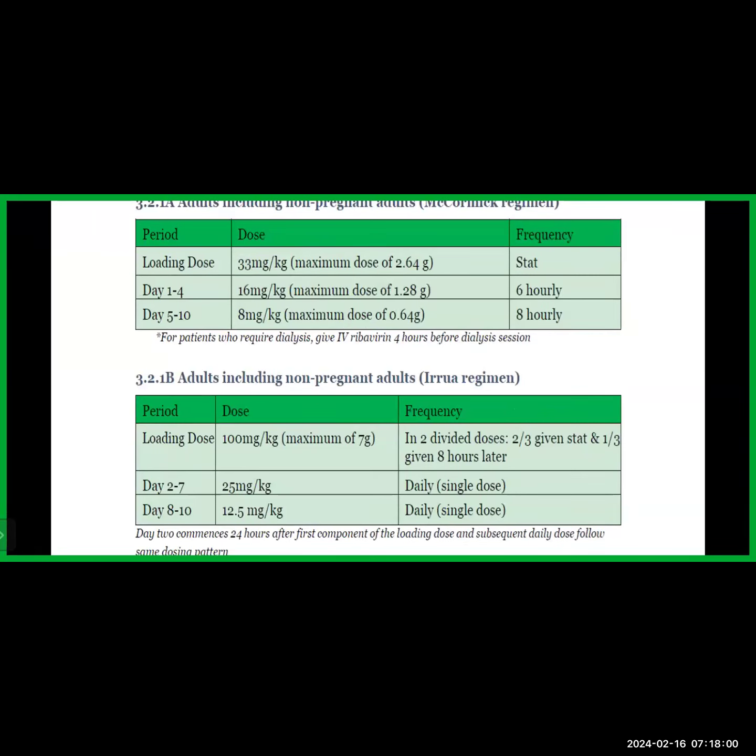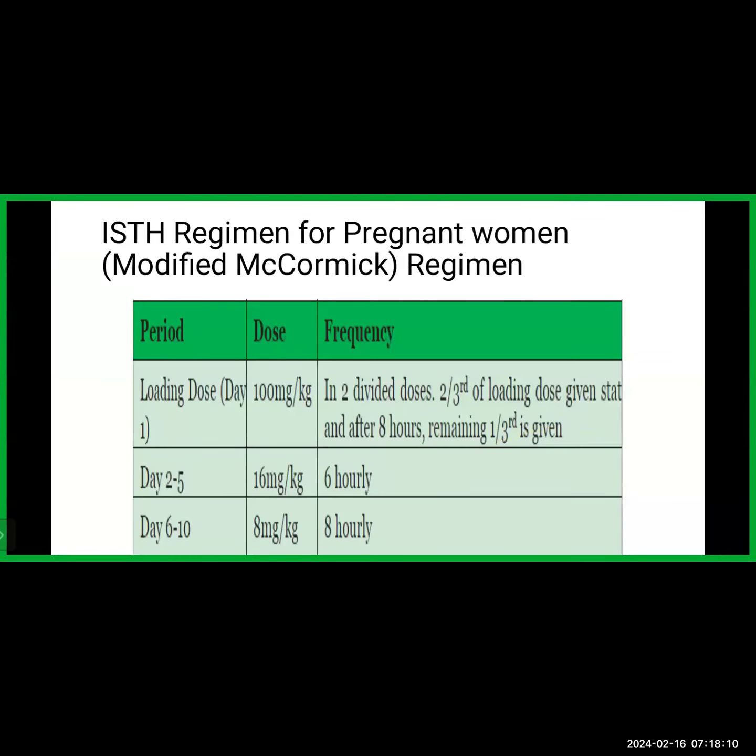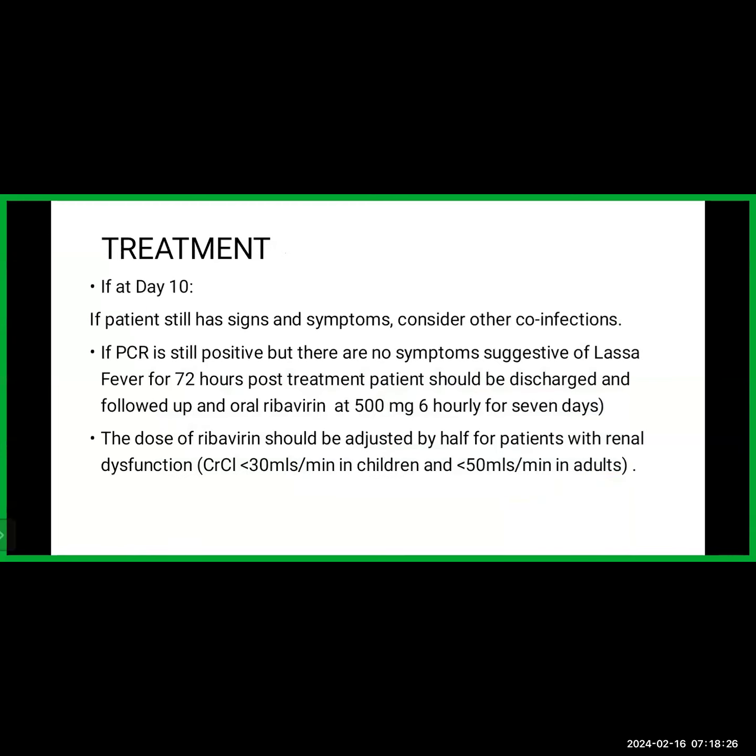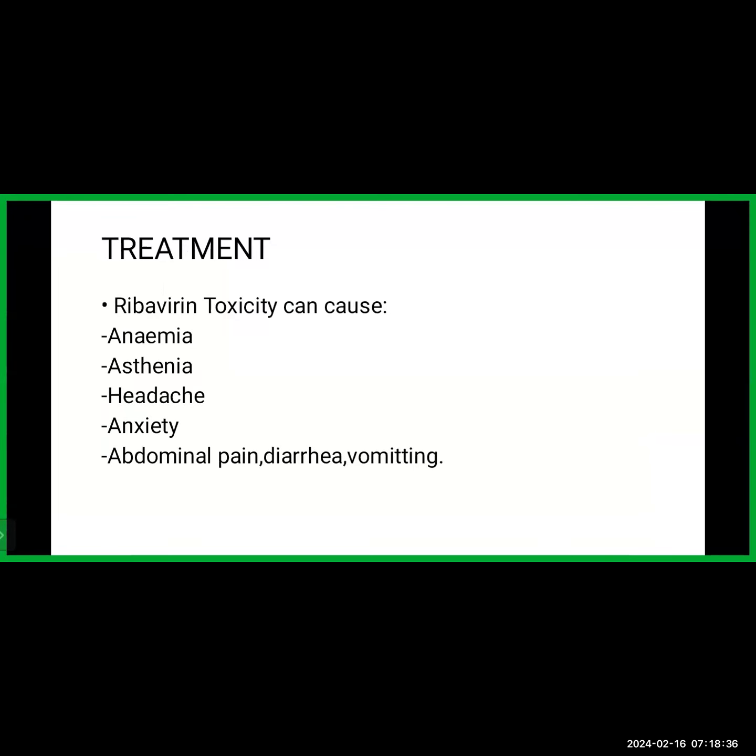This is a picture trying to show the different kinds of regimen that can be used for patients. Then, if at day 10 a patient is still having symptoms and signs, one could consider other co-infection. And if fever persists for 72 hours after day 10 of treatment, the patient could be discharged on oral ribavirin. And the dose of oral ribavirin needs to be adjusted by half, especially for patients with renal dysfunction. And ribavirin toxicity itself can cause anemia, asthenia, headache, anxiety, abdominal pain, diarrhea, and vomiting.